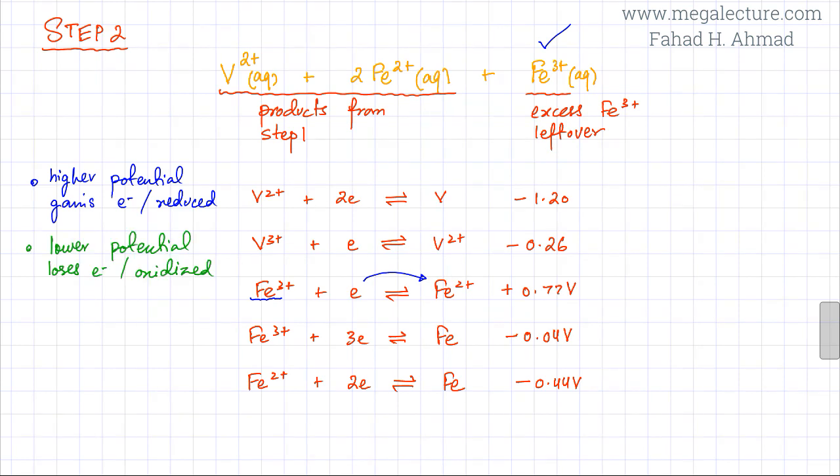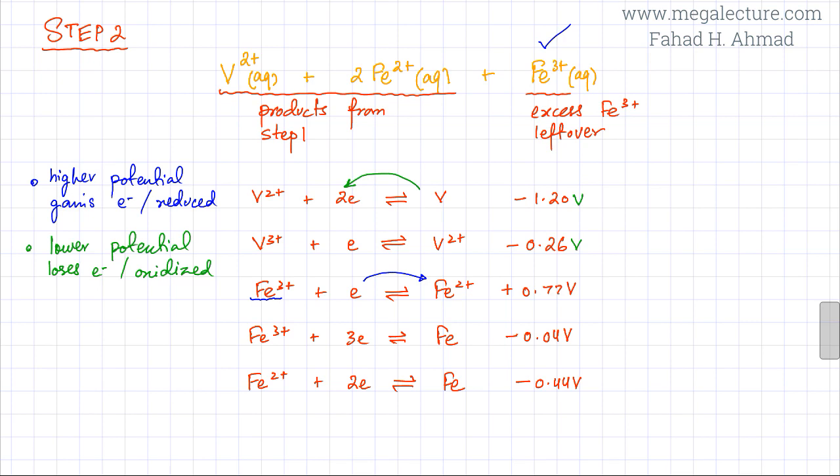Similarly, on the other end, lower potential is the one that's going to lose electrons. That would have the highest tendency to lose electrons or get oxidized. If you look at all the electrode reactions, the lowest potential is shown by minus 1.20 volts. So this is your lowest potential. These are electrode potentials in volts. The lowest potential is the one that has the highest tendency to lose electrons.